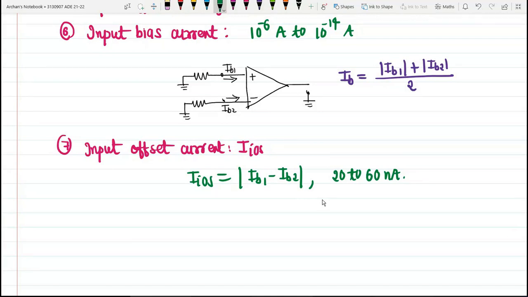So if we apply equal DC current to the two inputs, the output voltage of the op-amp must be 0, but practically there exists some voltage at the output. To make it 0, the two input currents are made to differ by a small amount, and this difference is nothing but the input offset current. Both the input bias and input offset currents depend on the temperature, so we will be able to calculate this current according to the data sheet.